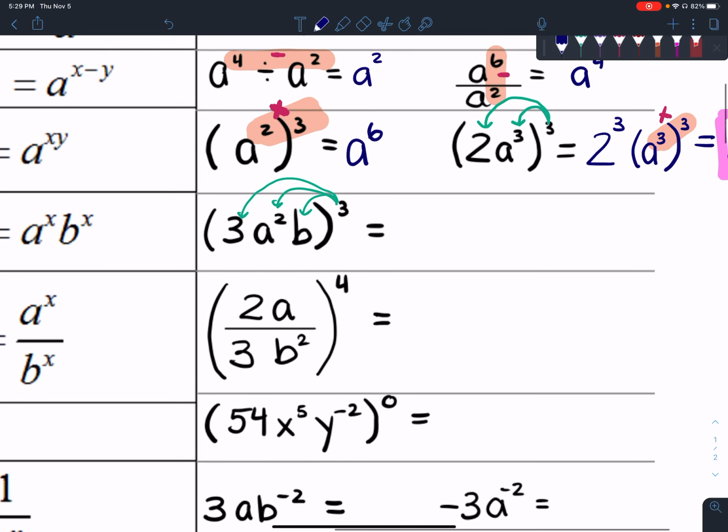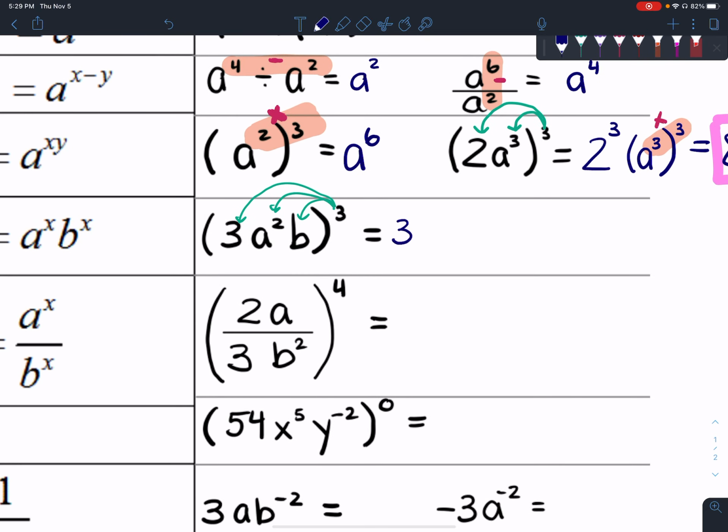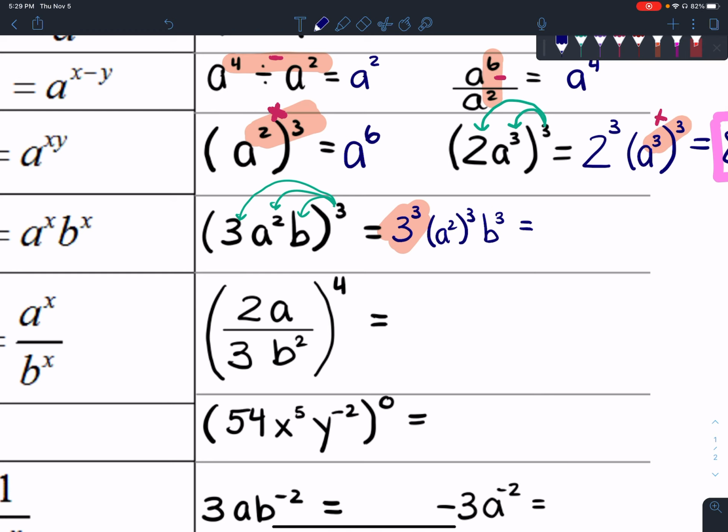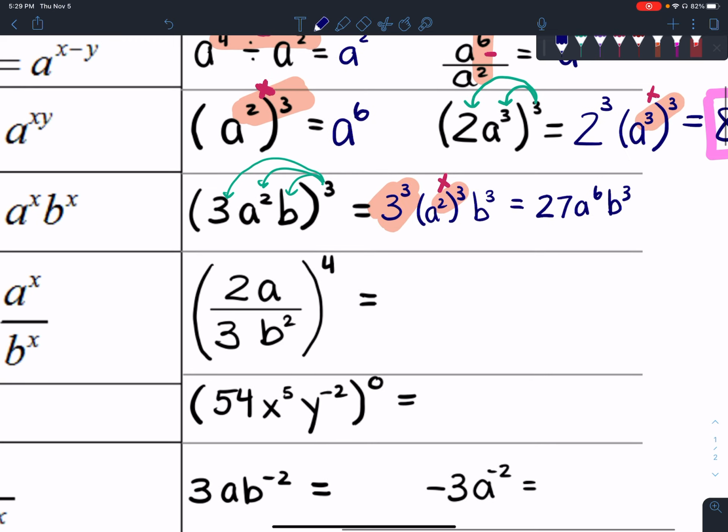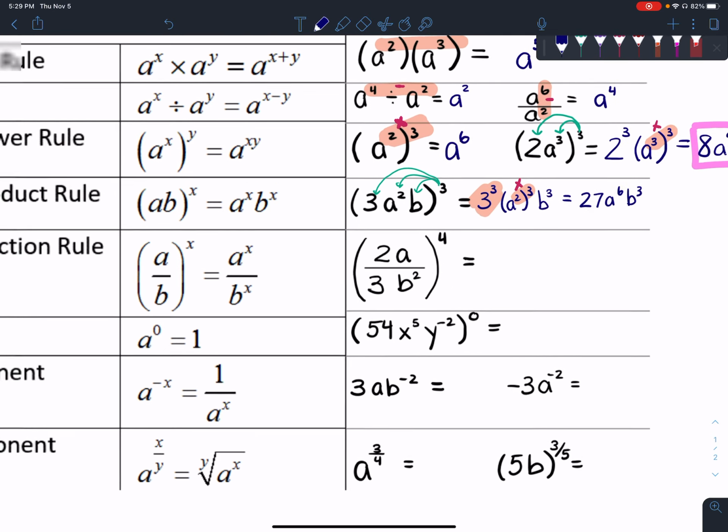So that's what power of a product tells you, that you're going to have 3 to the 3, you're going to have a squared to the 3, and b to the 3. And then you would have to finish that up. So here we're going to have to do 3 to the power of 3. So that's 3 times 3 times 3 will give you 27. And then over here, we're going to have to multiply again those exponents because that is a power of a power. So we're going to get a to the 6 and the b to the 3 stays the same. Okay, so that is power of a product.